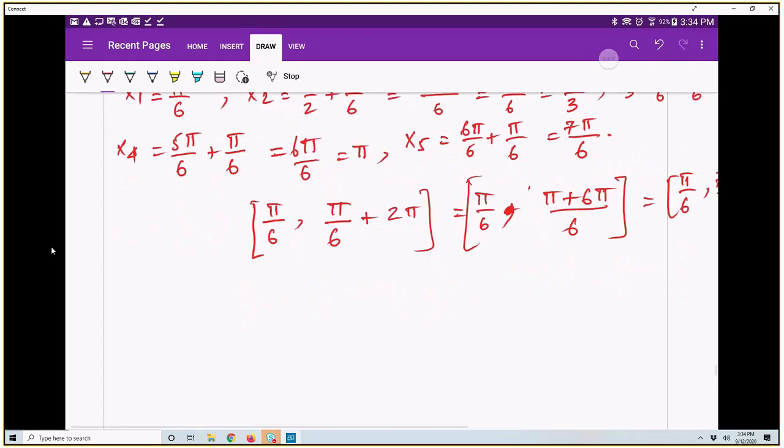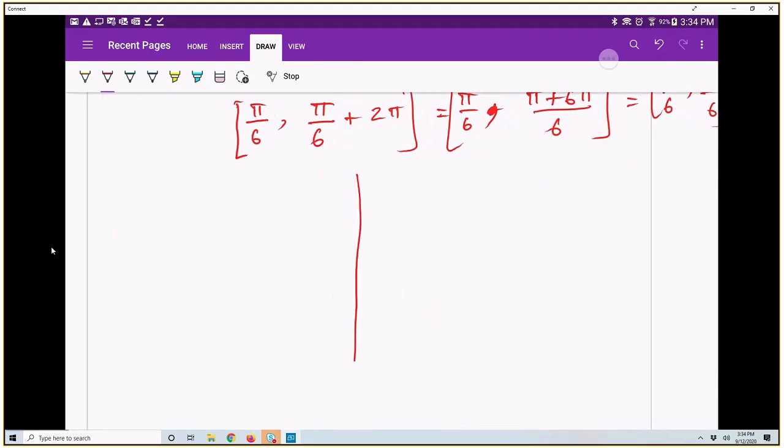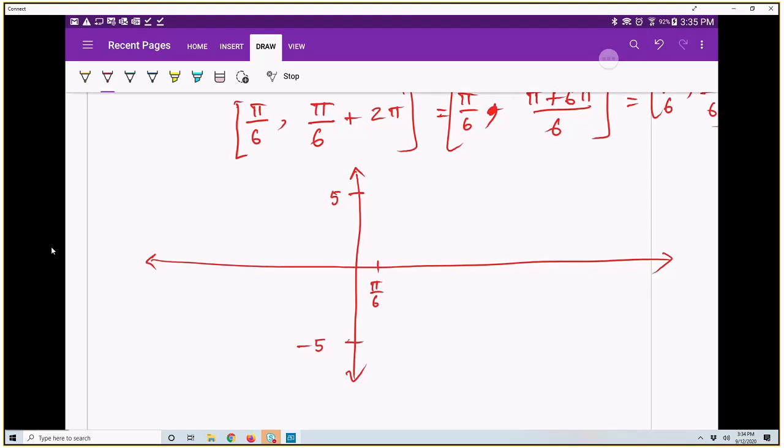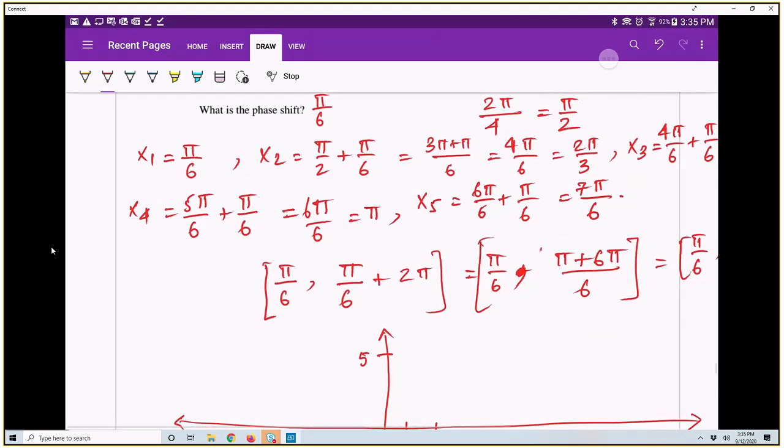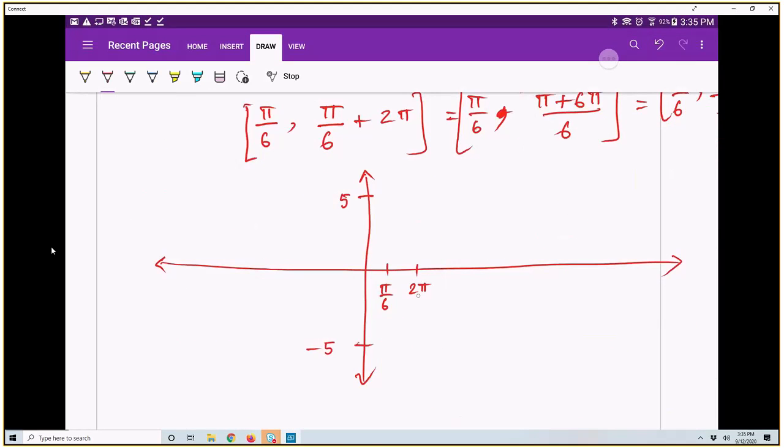So let's draw this diagram. It's a cosine function. The amplitude is 5 units, so the highest value on the graph is 5. The lowest value on the graph is -5. It starts at pi over 6. Then it goes to the next key observation, which is 2 pi over 3. Then it does 5 pi over 6. Then it does pi, and finally it ends at 7 pi over 6.